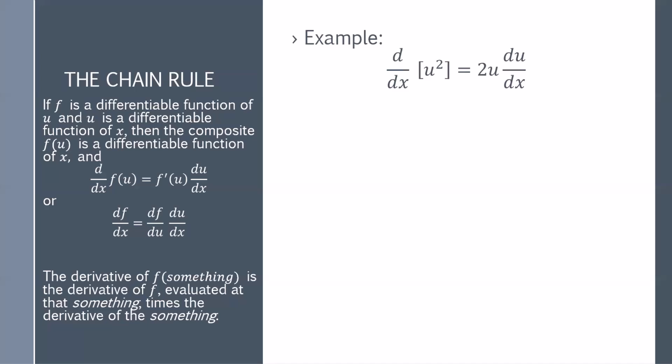Essentially, the derivative of f of something is the derivative of f evaluated at that something times the derivative of the something. So for example, the derivative with respect to x of u squared is 2u du dx.